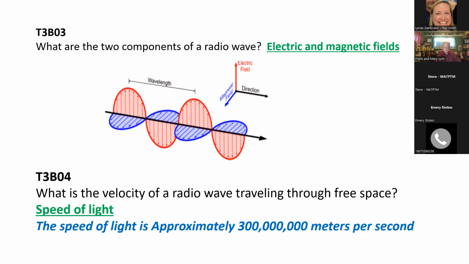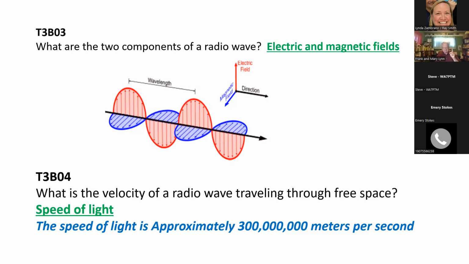What is the velocity of a radio wave traveling through free space? Well, radio waves or electromagnetic radiation, and everyone just calls that the speed of light, because light is electromagnetic radiation too, just at a very, very short wavelength. And the speed of light is actually like 299 blah, blah, blah meters per second. We just round off and say 300 million meters per second. You should remember that number, 300 million meters per second.